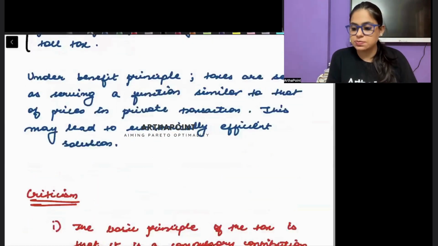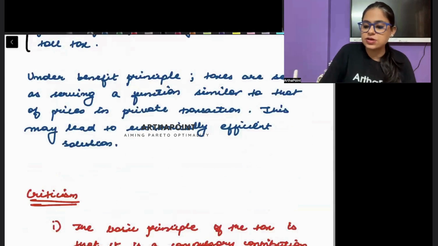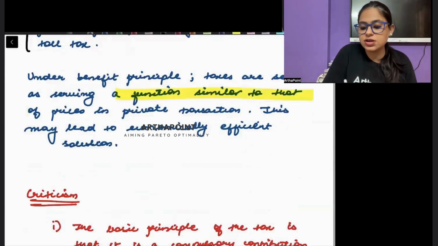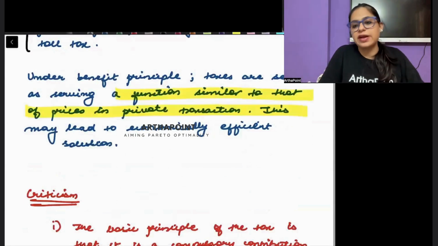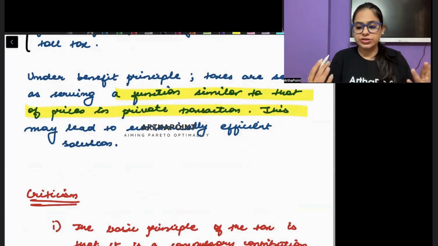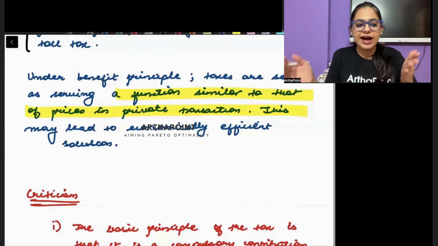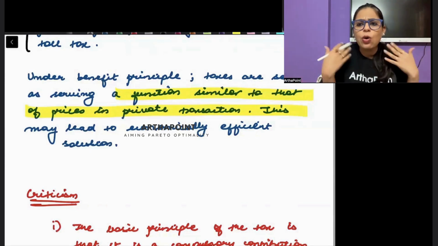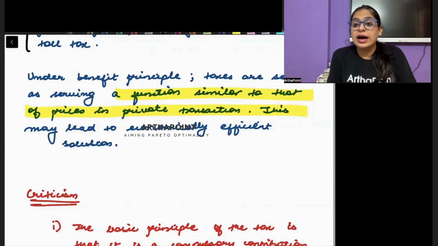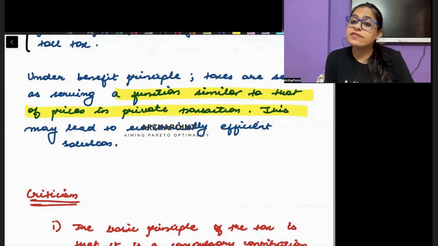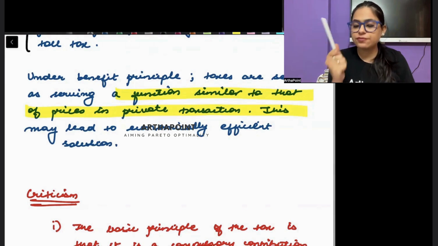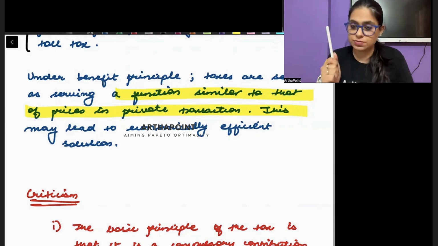Under the benefit principle, taxes are seen as serving a function similar to that of price in the private market. So usually what happens? If I buy any commodity, say I have purchased this tab, I've purchased a mobile, when will I buy a commodity? I will purchase a commodity only when I will get benefit out of it. When will I be paying 50 rupees for this pen? If it is worth the benefit of 50 rupees.